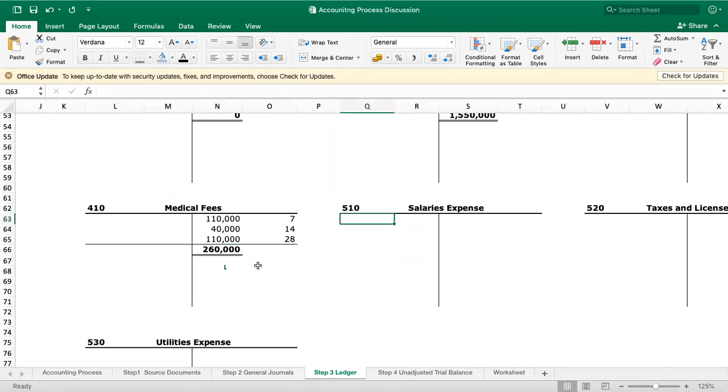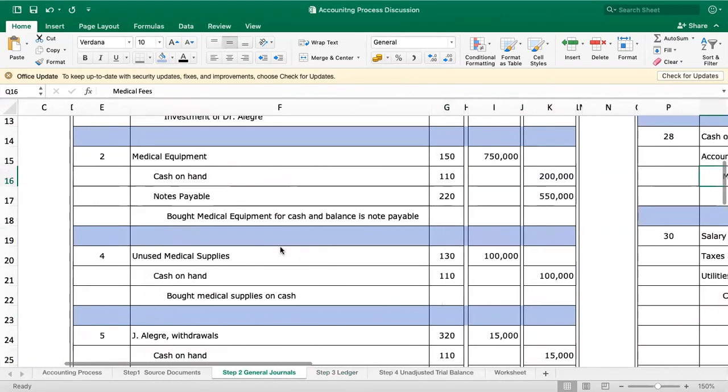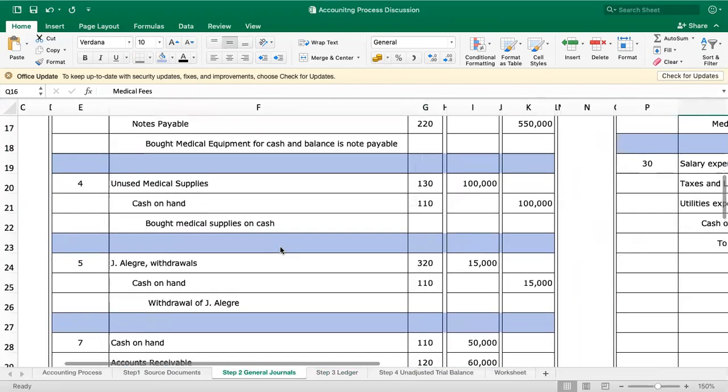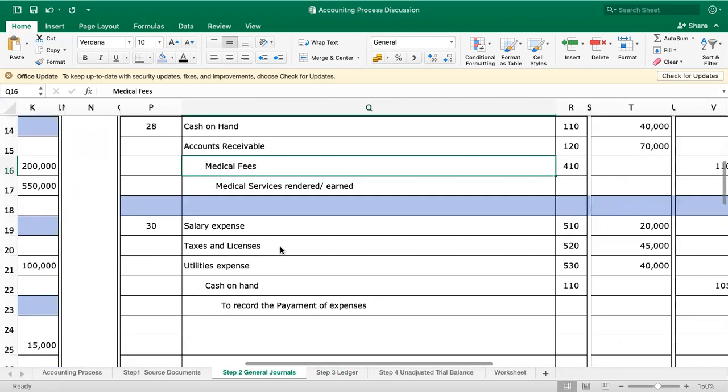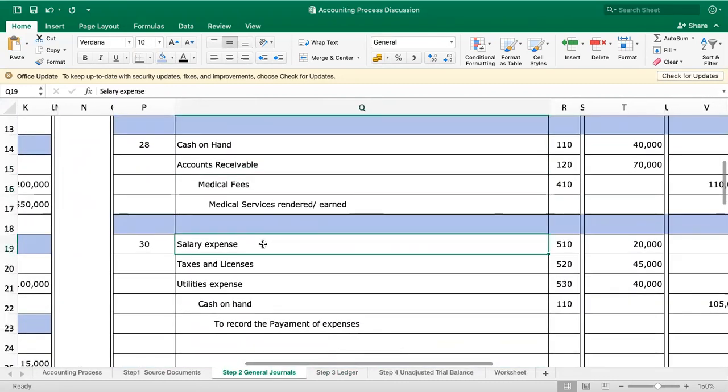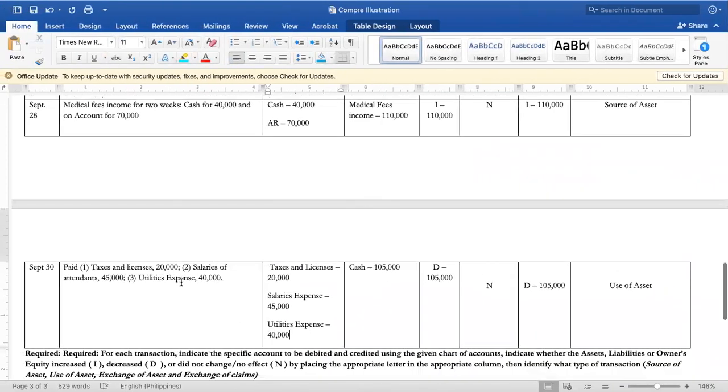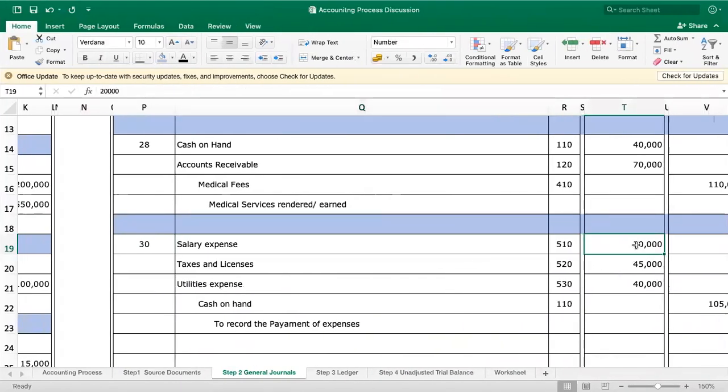So salaries expense. Let's find transactions that affect our salaries expense. Dito, meron ba sa page 1? Wala. Page 2 ng journal natin. Okay, ayan, we have salaries expense. You have September 30. I guess mali yung amount natin dito. Baliktad ata yung amount. Balikan natin. Salaries is 45,000. So, baliktad sa taxes and licenses. So, this is 45,000 and this is 20,000.